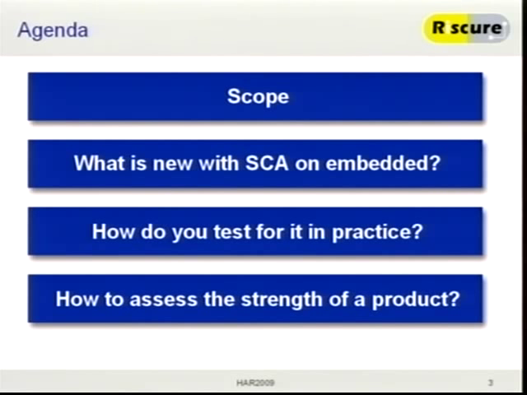And the last part is more of how do I assess a product, and when is it a risk for my product? Because that's in essence the question that everyone asks themselves. Okay, this technique exists out there, but is it really a problem for me? And when do I need to do something about it?